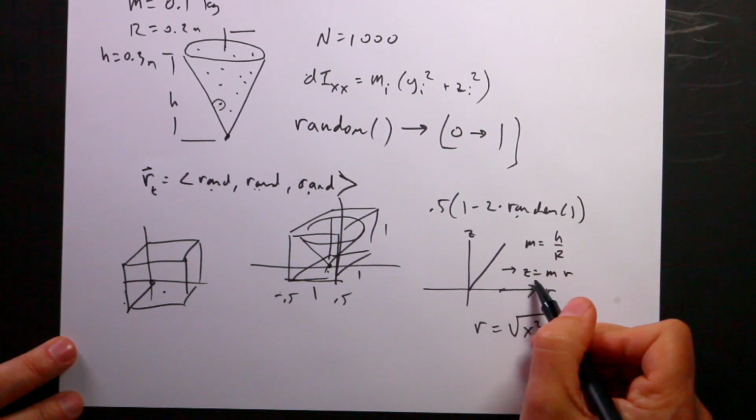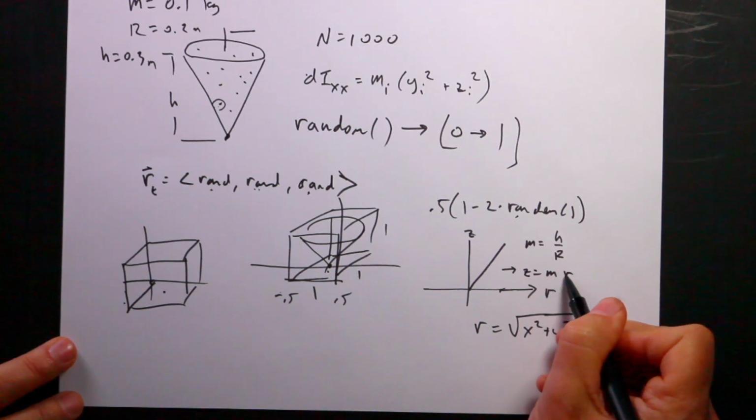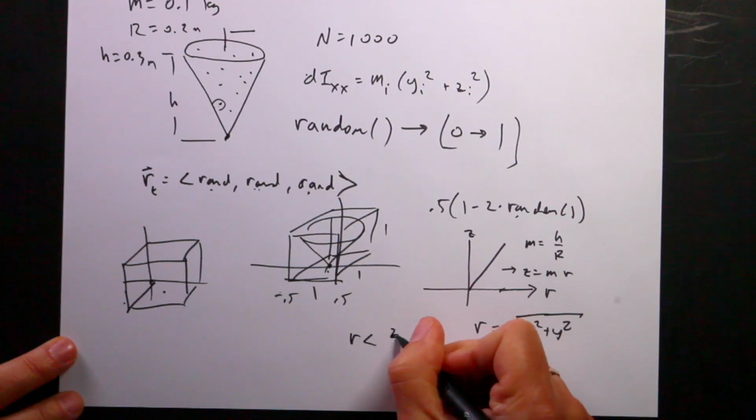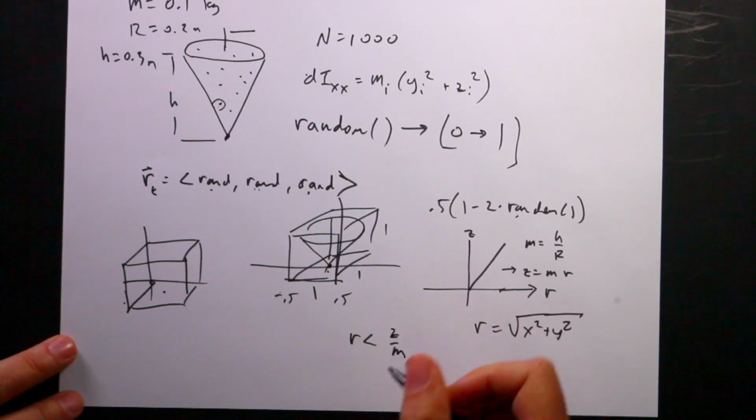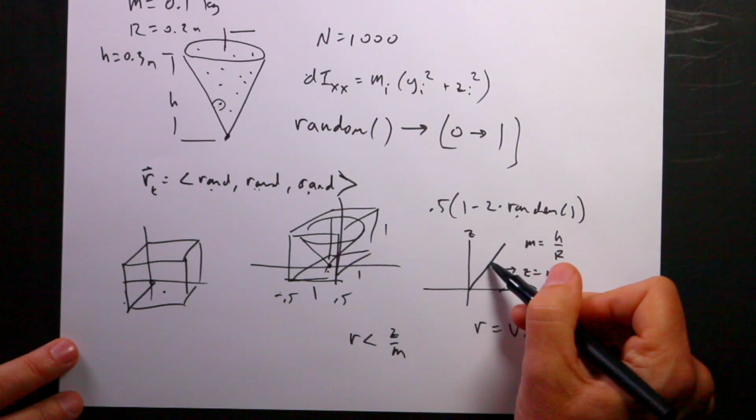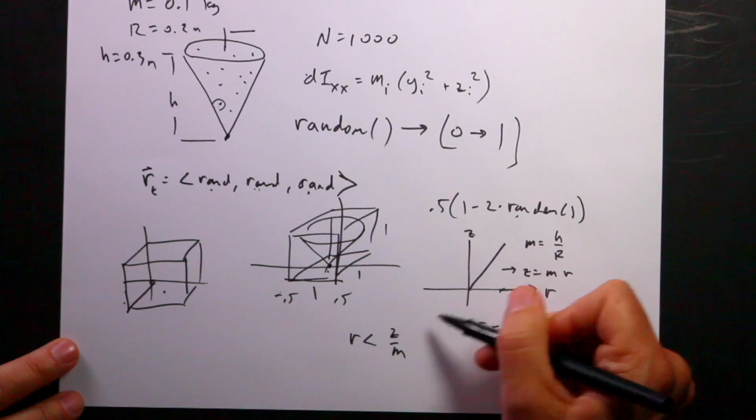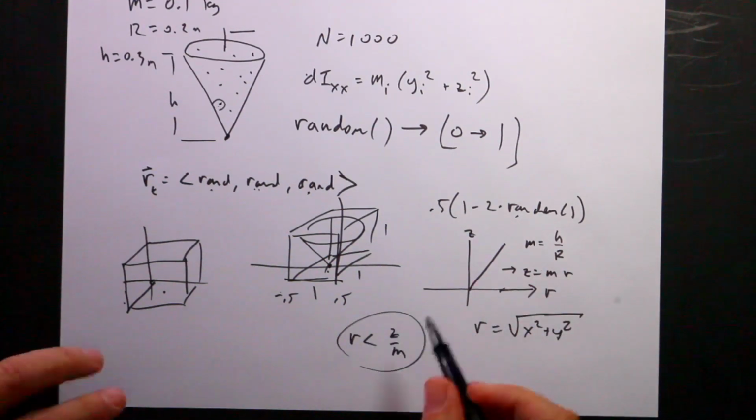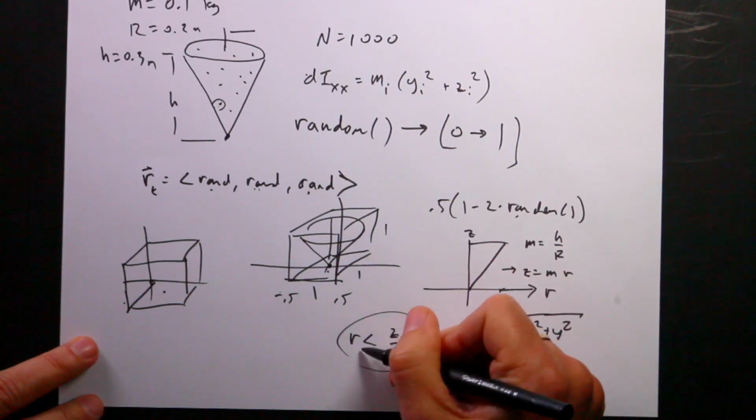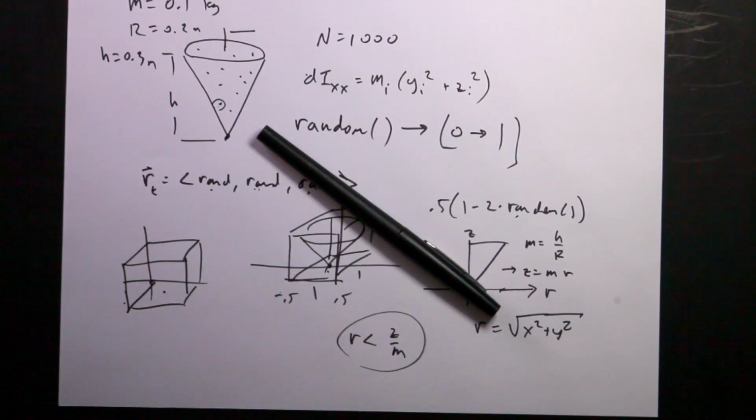And I want to say r is less than z over m. Because as I go up higher and higher, I can go further and further over. But as z gets down to 0, I don't want to have any of those points. So I need to check this. So I want to have two things. I want to have z less than h and r less than that. So I can go back over here to the computer.